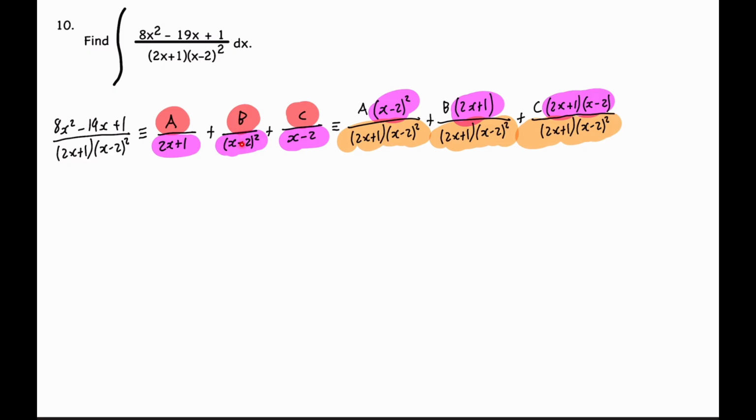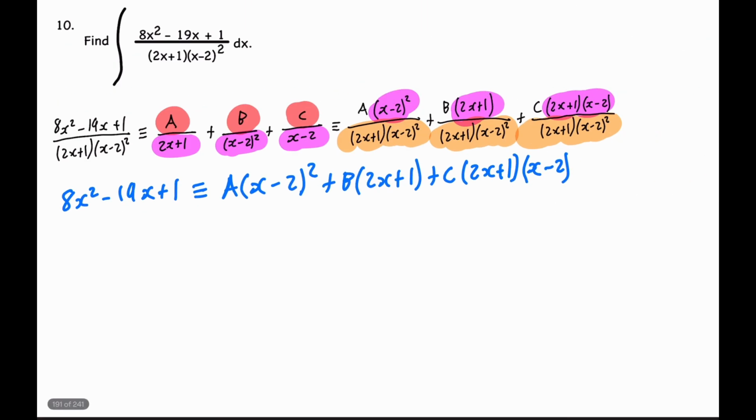And then for the second one, where you have B over x minus 2 squared, you would multiply the top and bottom by 2x plus 1, so you get the same denominator as well. And then for the third term, you would multiply by x minus 2 and 2x plus 1, so you get the same denominator as well, and at the top you'll get C multiplied by 2x plus 1 and x minus 2.